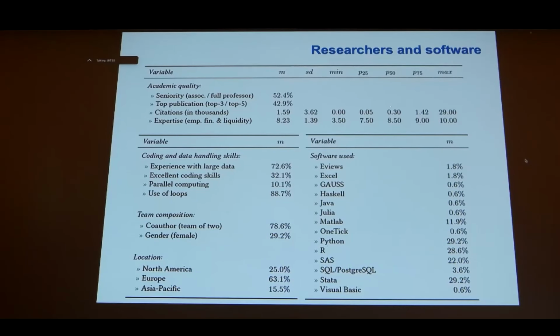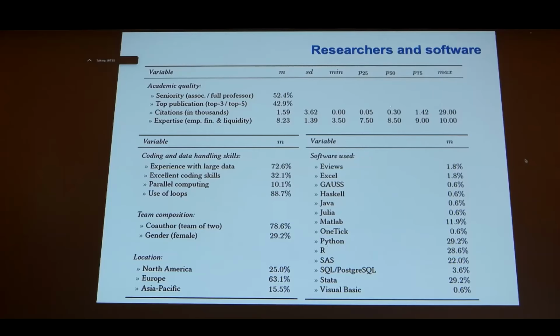We know whether they are tenured or not, whether they publish in top 3 finance or top 5 econ. We have the number of citations. Again, we ask them to self-assess their expertise in several areas related to this particular research. For the coding and data handling skills, again, we ask them to self-assess their skills in terms of managing large databases. And then we check the code.